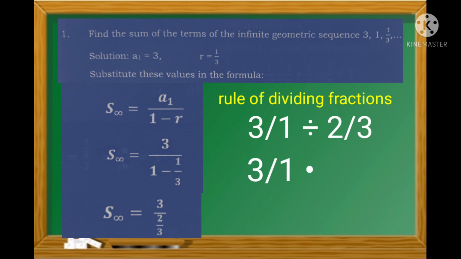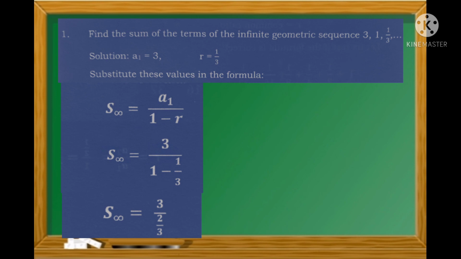So bring down 3, then division will be changed into multiplication, then get the reciprocal of 2/3, that becomes 3/2. Then multiply the numerator and multiply the denominator separately. So 3 times 3 equals 9 and 1 times 2 equals 2. So therefore, this answer is 9/2. So this is now the sum of the terms of the infinite geometric sequence 3, 1, and 1/3, which is 9/2.